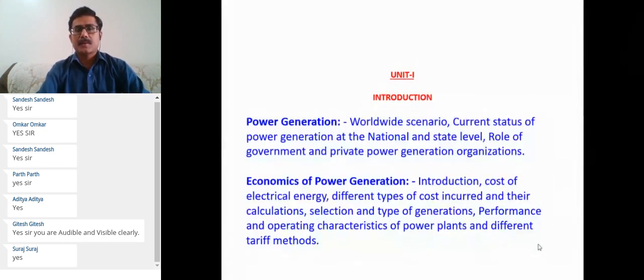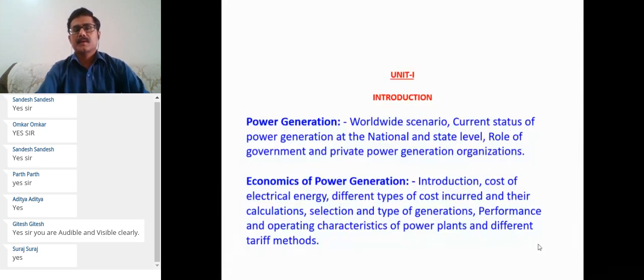Then the current status of the power generation at the national level and at the state level as well. It means that what is the installed capacity for the different power plants at the national level, consisting of the different modes of the power generation, different methods of the power generation, and the same will be taken into the discussion at the state level as well.